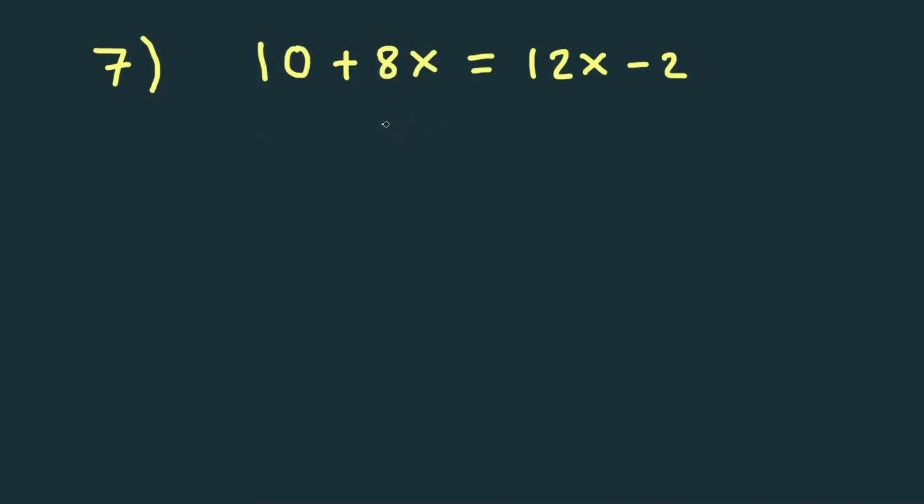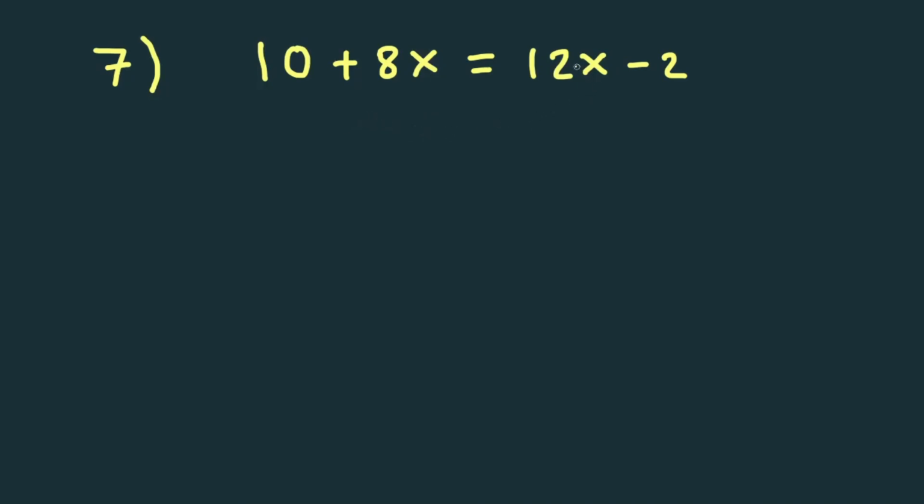Example 7. So let's bring the x terms to the right side, and let's leave the other terms on the left side. So I leave 10 here, minus 2.